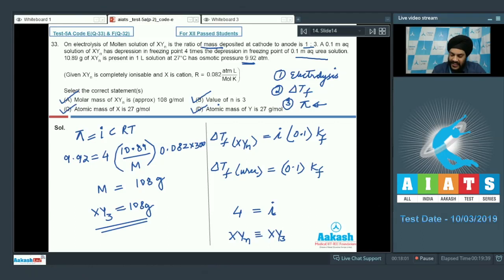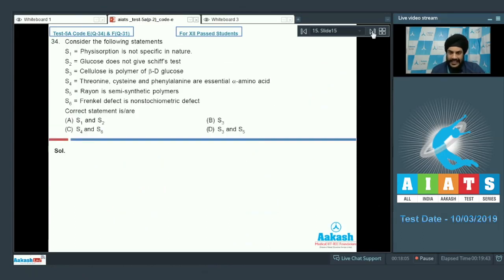Let us look at the next question. Question number 34. Consider the following statements. So we have been given 6 different statements and the examiner seems to be interested in the correct statements. So S1 says physisorption is not specific in nature. This is correct, students. It is chemisorption which is specific. If you talk about statement 2, glucose does not give Schiff's test. This is also correct, students. Glucose does not respond to Schiff's test.